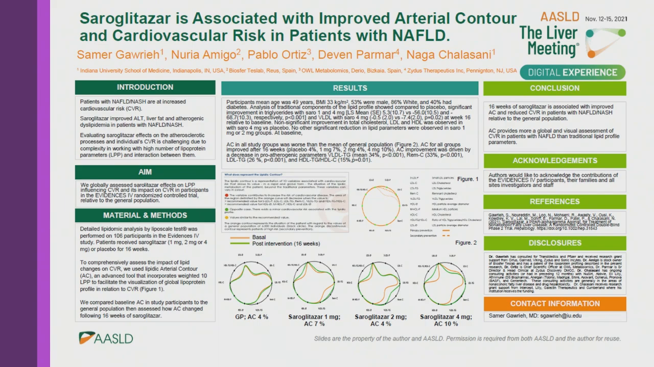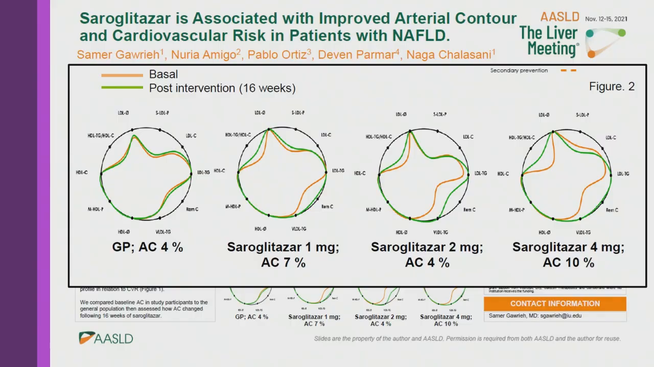In clinical trials, we are collaborating with other pharma companies that are trying different drugs. In that case, it was a drug for NASH, and there was the placebo group, and different doses of saroglitazar: 1 milligram, 2 and 4. And we can see that the basal is in orange, and the post-intervention is in green, how the lipoprotein profiling is responding to the dose in that case.